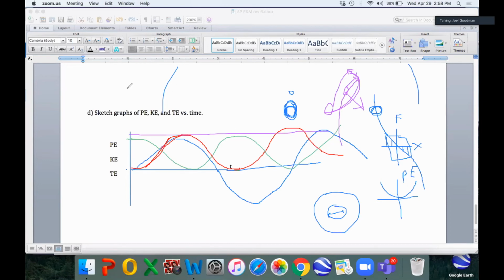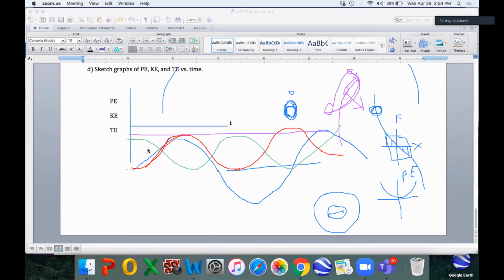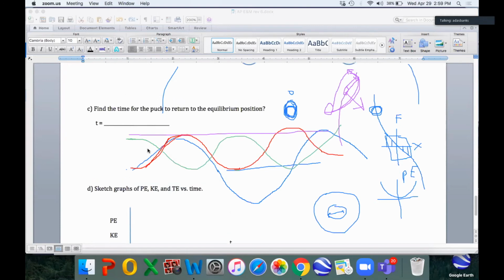All right, let's get to the computer program. Mr. Goodman, for C, why can't FB do work? Okay, the magnetic force is always perpendicular to the displacement at any moment in time. Let me clear this off. I'll show you what I mean.